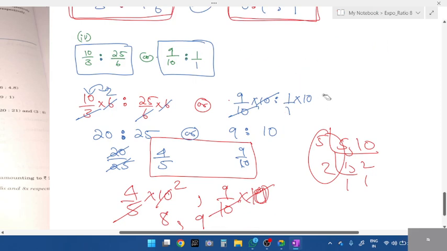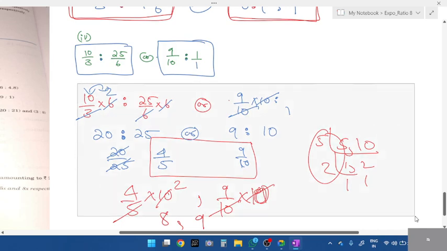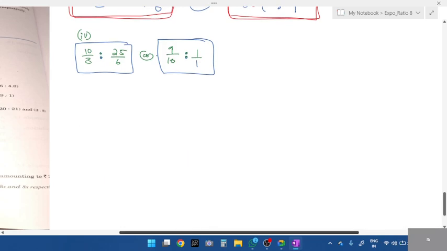I'll teach you cross multiplication. Only when there are two terms, you can use this. Not when there are three terms. Look here. Now there are two terms here.